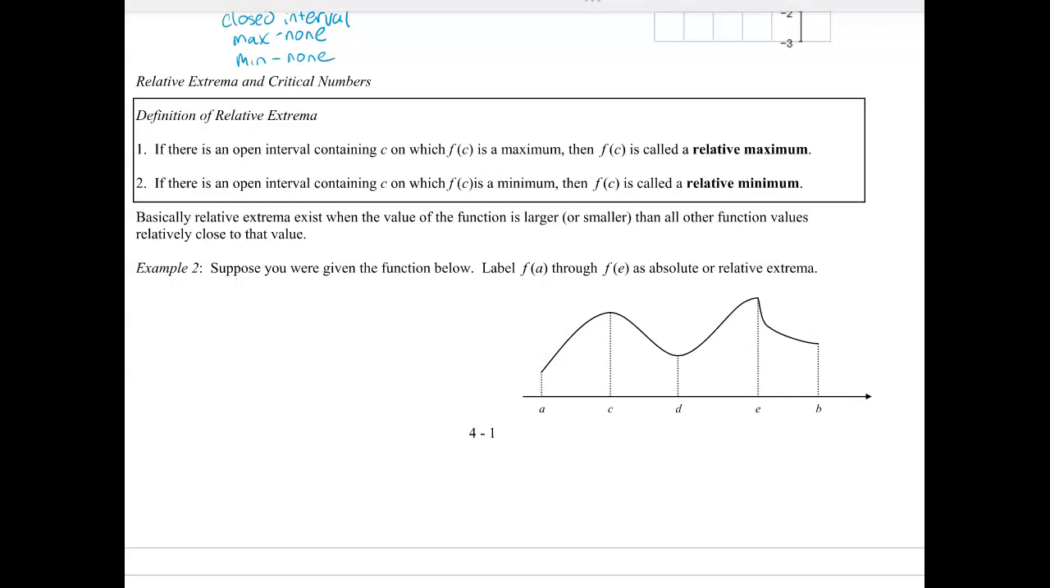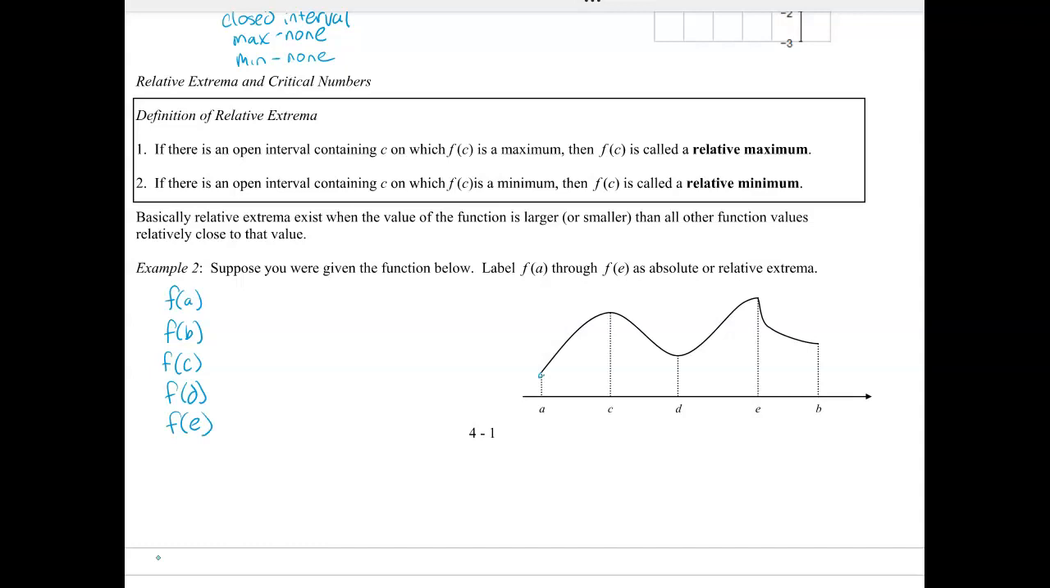Alright, so example 2: suppose that we're given the function below. We need to label f of a through f of e as absolute or relative extrema. Basically all extrema are relative, but there should be only one absolute maximum and one absolute minimum. I know I'm going to have to label all of these, so I've got f of a, f of b, f of c, f of d, and f of e that I'm going to be labeling.